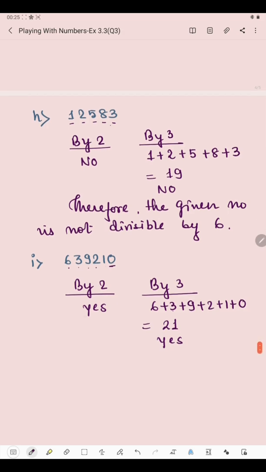So since the given number is divisible by both 2 and 3, we can say that the given number is divisible by 6. Okay.